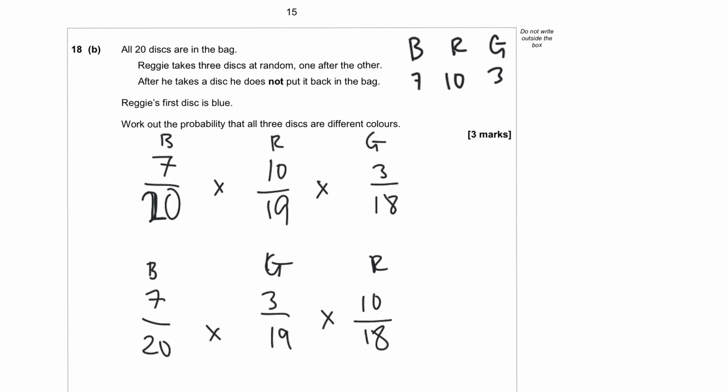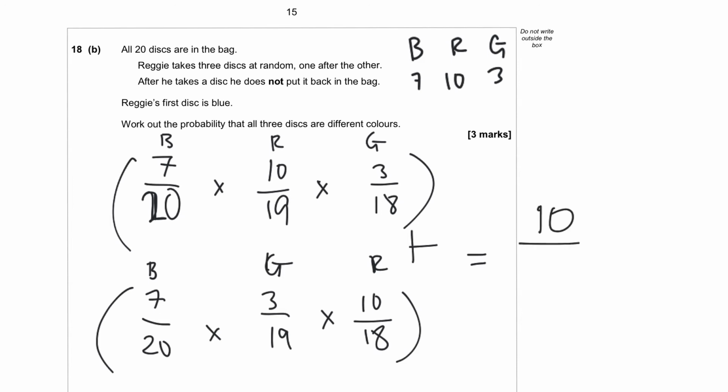Now if you work out all these different combinations in your calculator, and then add them all together, the simplified fraction in your calculator would be 10 out of 57, or you can leave it as a decimal. Either way, you would get the marks.